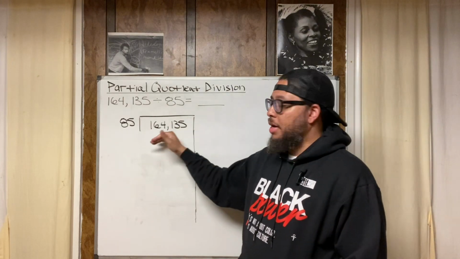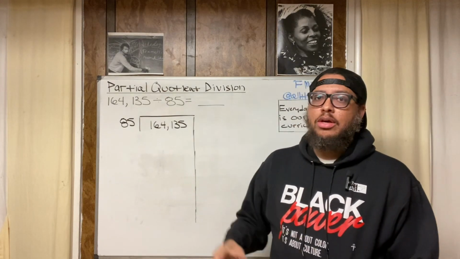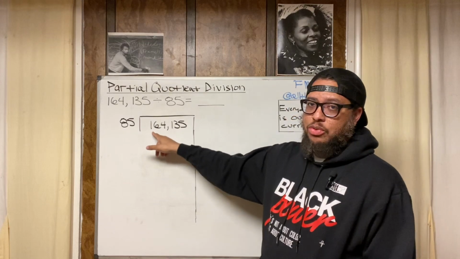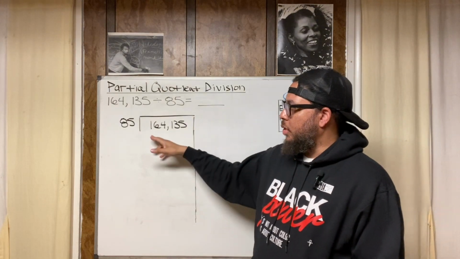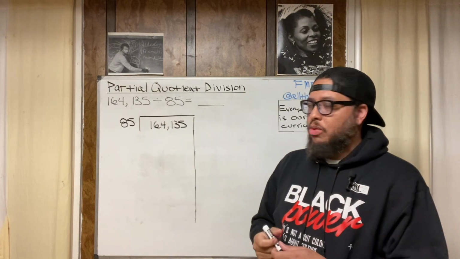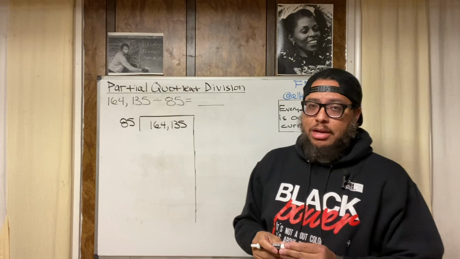So we never go above the dividend. Again, we never will go above the value of the dividend. All right. So 85 times 10,000, that's too big. 85 times 1,000, we could rock with that, right? So what is 85 times 1,000?